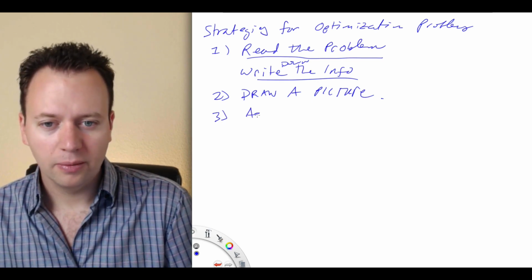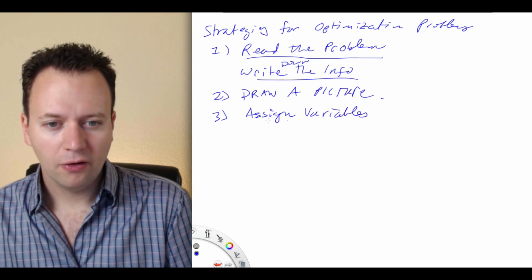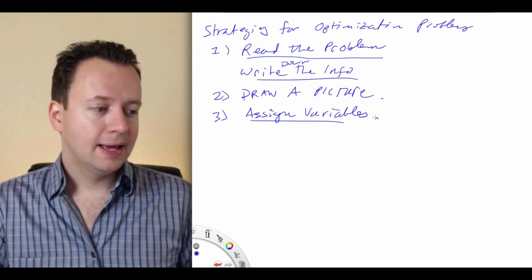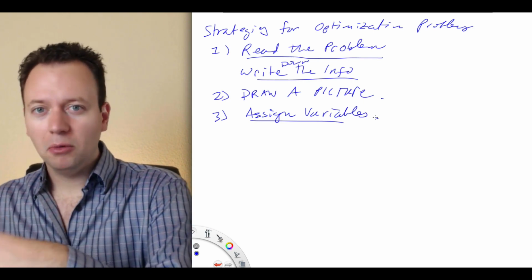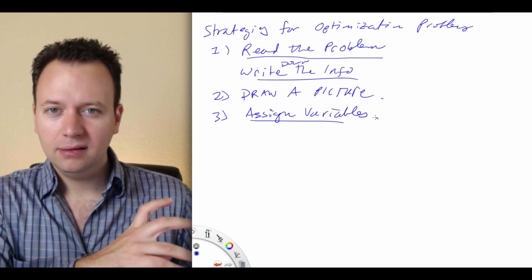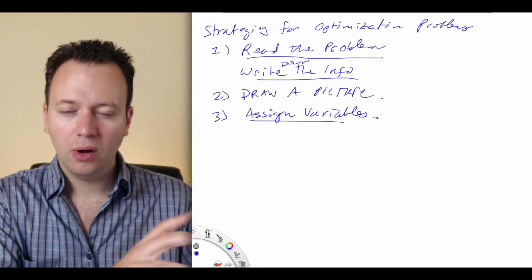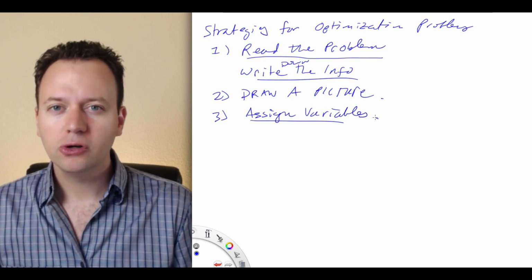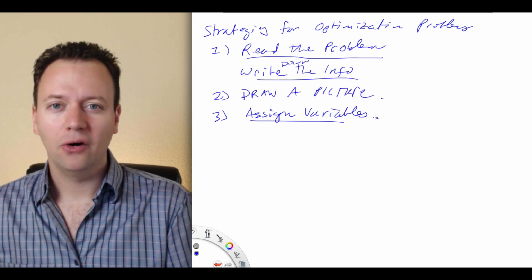Step 3, assign variables. And here you have to be careful because sometimes the problem tells you what the variable names are. It says, let Q be some quantity, and then it depends on the height X and the other height Y, or one length X and the other length Y. If the problem tells you what variables to use, stick with the problem's variables.